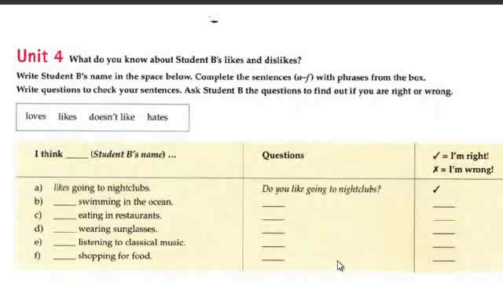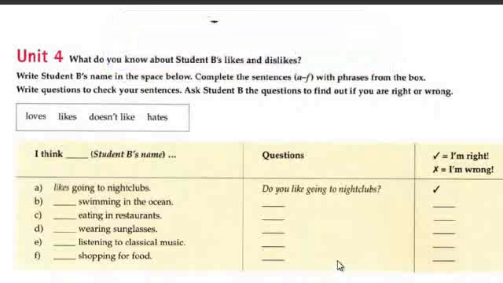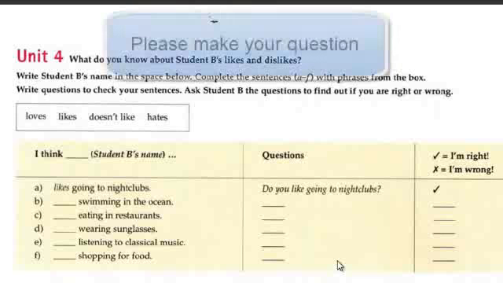Letter D. Make your question. Yes, I do. I love wearing sunglasses. Actually, there isn't a sunny day where I'm not wearing sunglasses. Letter E. Please make your question.